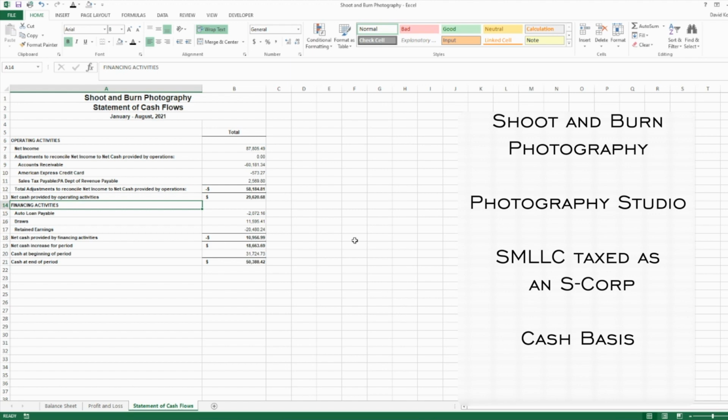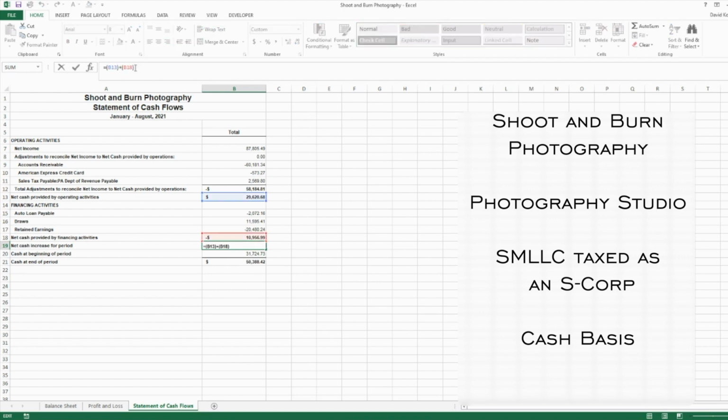So the last thing is the financing activities, and that summarizes all of the equity transactions that occurred during the year and also the loan payable paydowns for the auto loan. So net, you have $10,000 of cash used by financing activities. And you can see this is a negative amount. So the net cash increase for the period is the difference between that $29,000 and the $10,000. And that's an $18,000 increase.